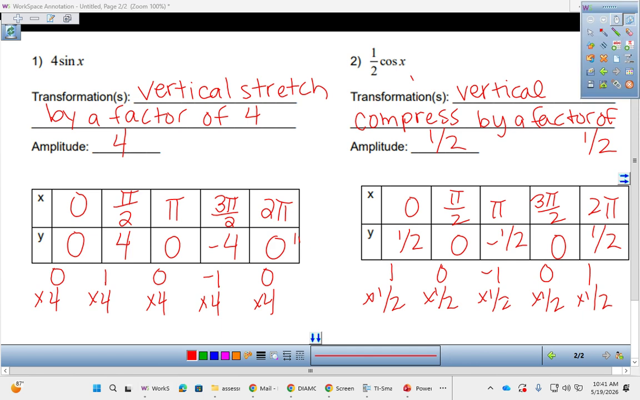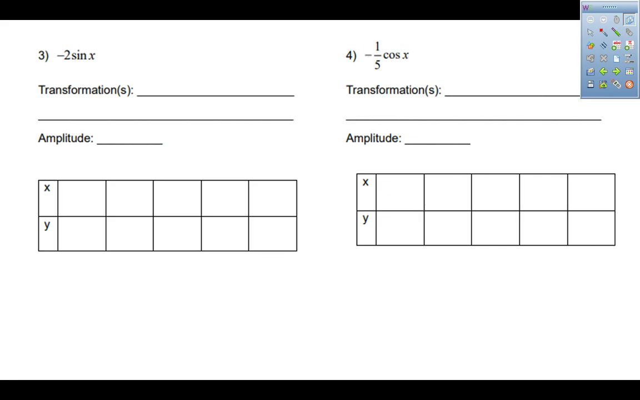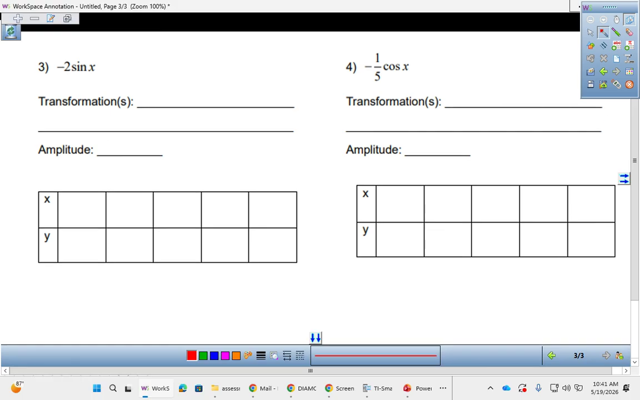All right, the difference between the next two, I think they have some reflections. So that negative in front is going to cause a reflection. The 2 is the stretch compress number. So I would say it's reflected over the x-axis. There's never a reflection over the y-axis. It only flips down and up, okay? So it's always reflected over the x-axis.